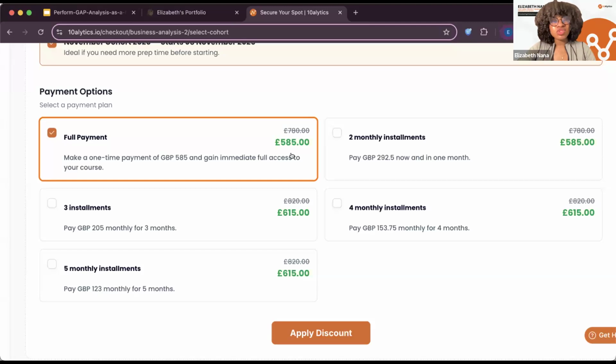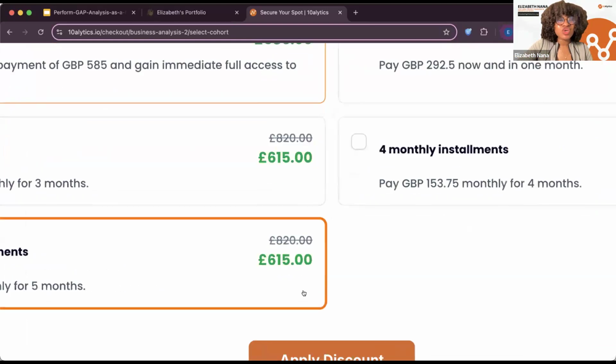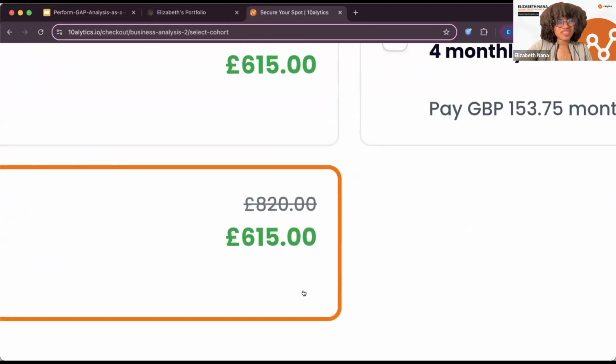All right. Now in pounds, 1,000 US dollars is 820 pounds. That's the actual price of the program. However, for the next 20 people from this particular session that go ahead to register, instead of 820 pounds, you get to pay 615 pounds. So you're saving 205 pounds. 205 pounds is a lot of money. If you have an opportunity to save 205 pounds, take it.